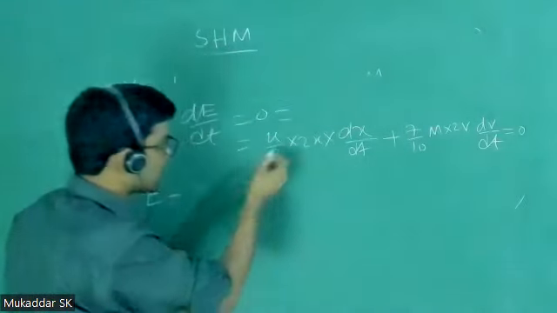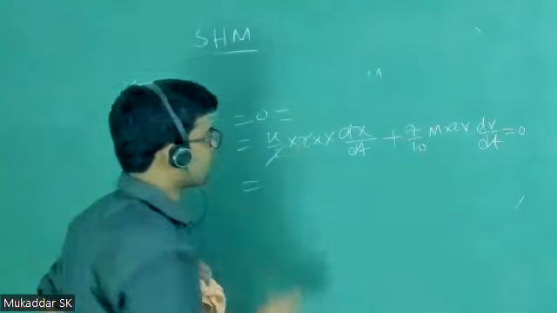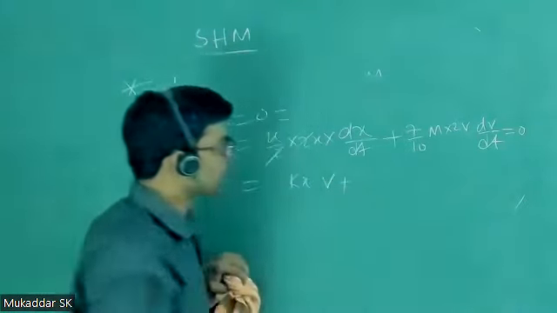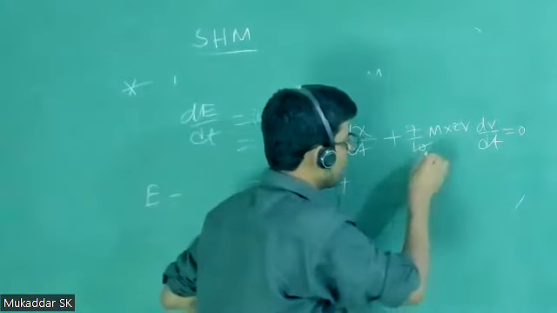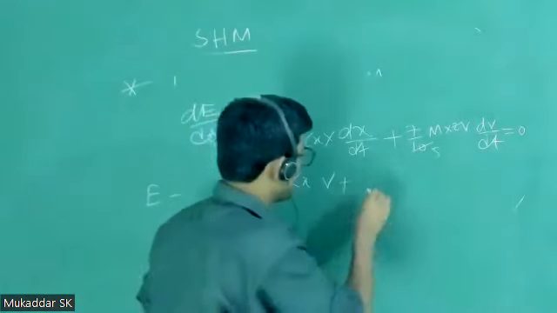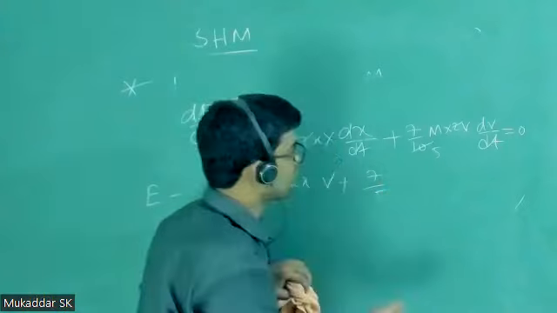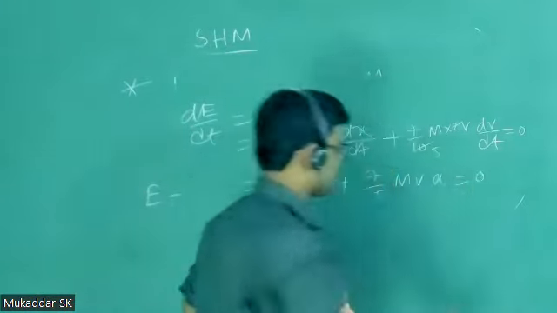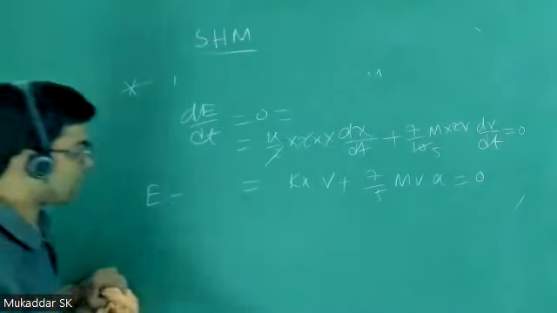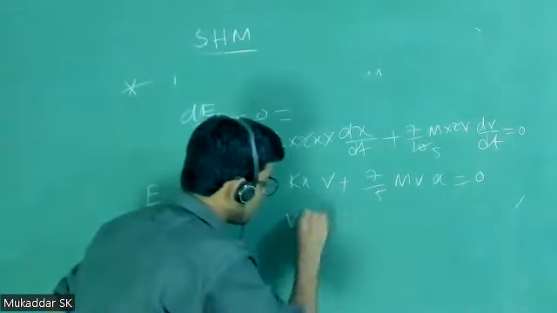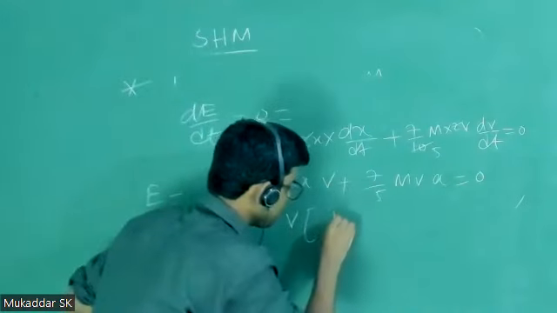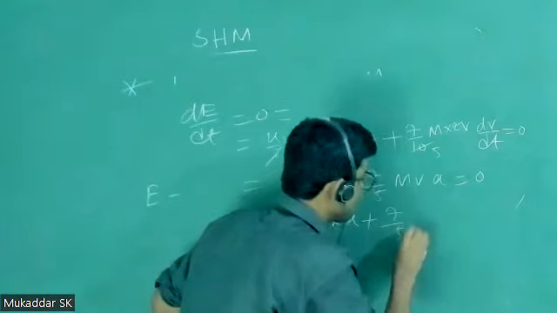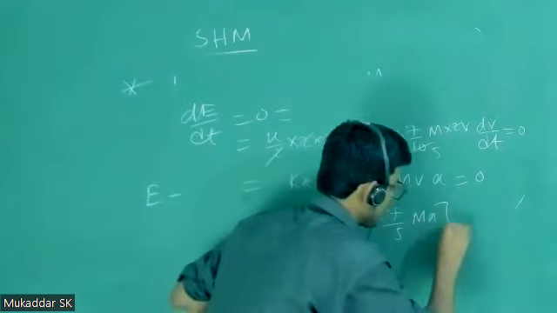Yes, sir. Now tell me, this 2 will be cancelled. So this will be kx dx by dt means what? v, right? Then 2 10 से cancel हो जाएगा, फिर 5 आ जाएगा. So you'll have 7/5 then mv dv by dt, that is your a, that is equals to 0. यहाँ से क्या आ जाएगा आपका? v कॉमन आ जाएगा. So you have kx plus 7/5 ma, that is equals to 0.